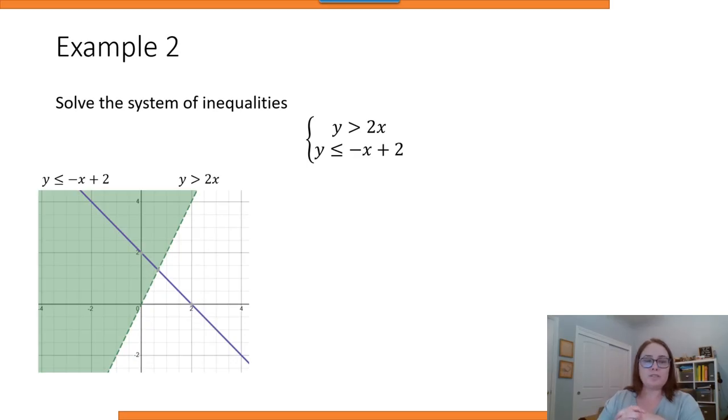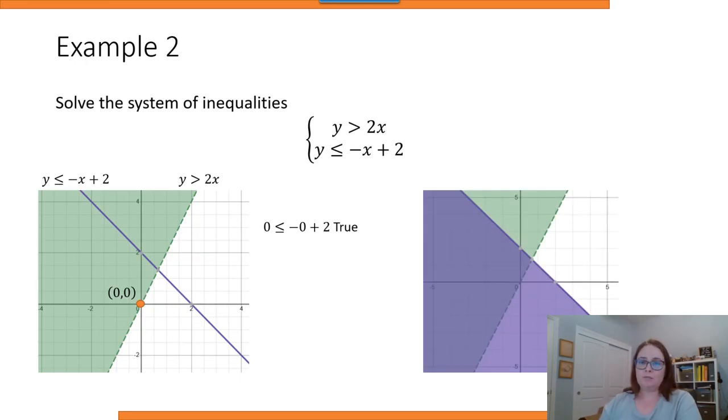Okay, so now I'm going to graph the line y equals negative x plus 2. And I'm using a solid line this time because the inequality is a less than or equal to. And once again, I'm going to pick a point. Here, (0, 0) is a great one to pick, and it's definitely not on the line that I'm working with right now. So I'm going to plug it into the inequality and see if I get a true statement. So if I plug in 0, I get 0 is less than or equal to negative 0 plus 2. Well, that gives me 0 is less than or equal to 2, which is true. So the side with that point is the side that I shade.